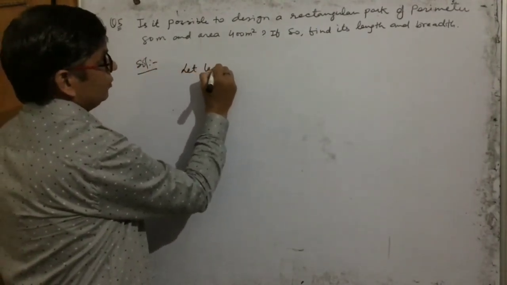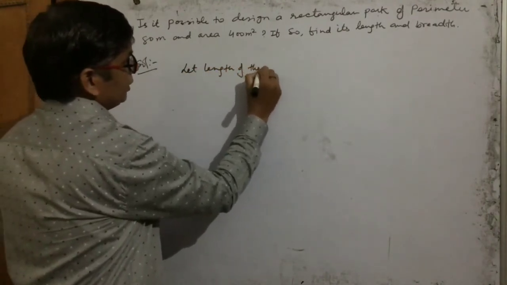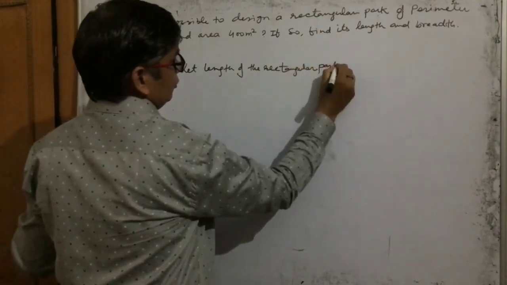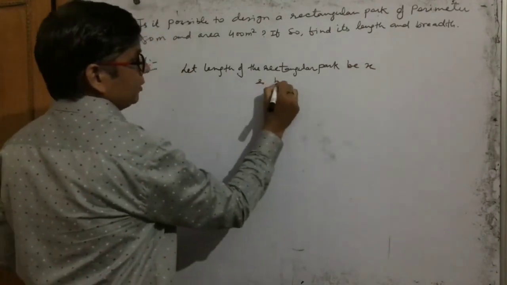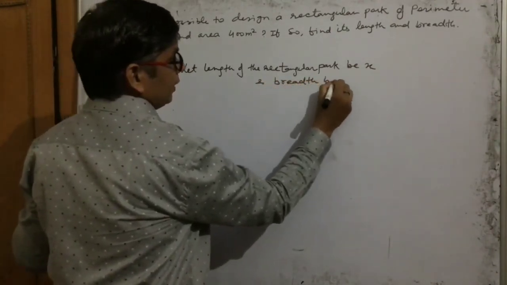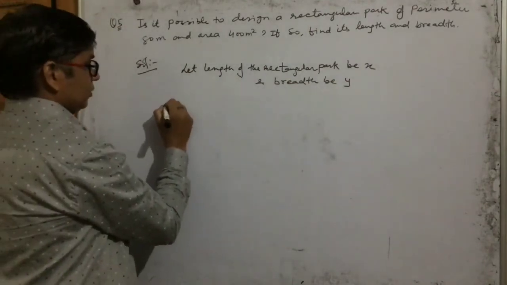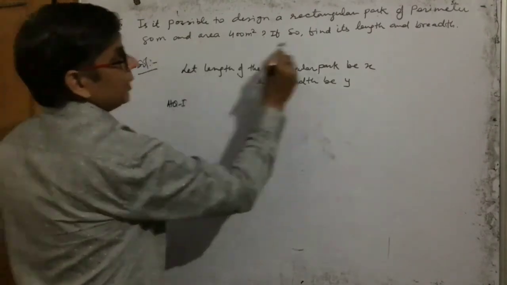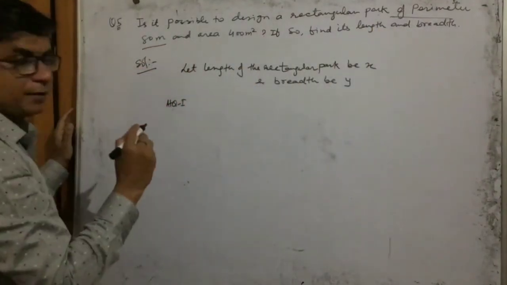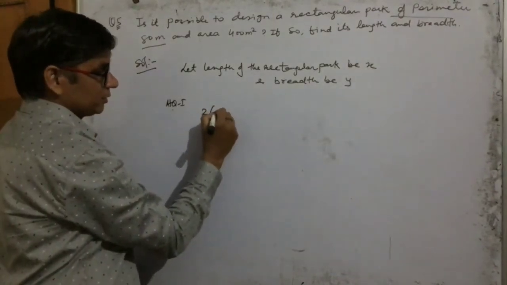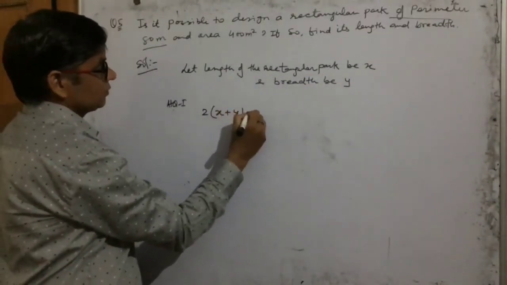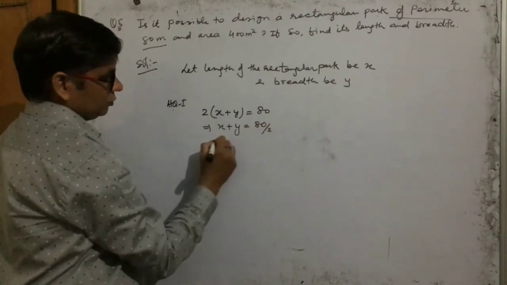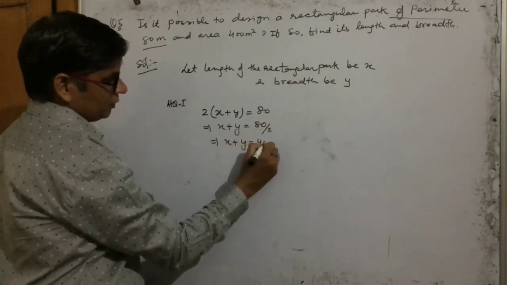Let the length of the rectangular park be x and breadth be y. According to the first condition of this question, the perimeter of the park is 80 meters. Perimeter means 2 into length plus breadth. Length plus breadth is equal to 80 meters. So x plus y equals 80 upon 2. So x plus y equals 40 meters.